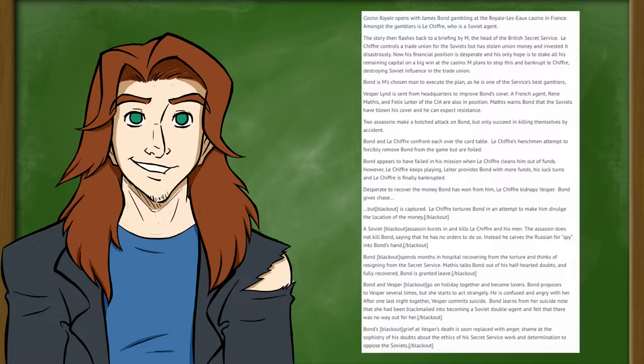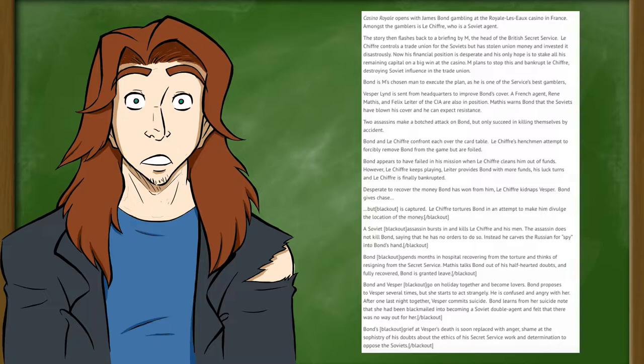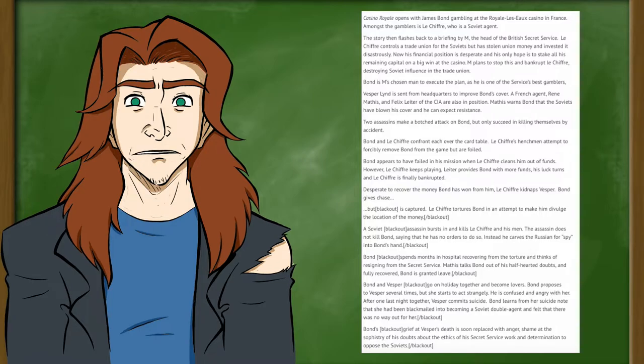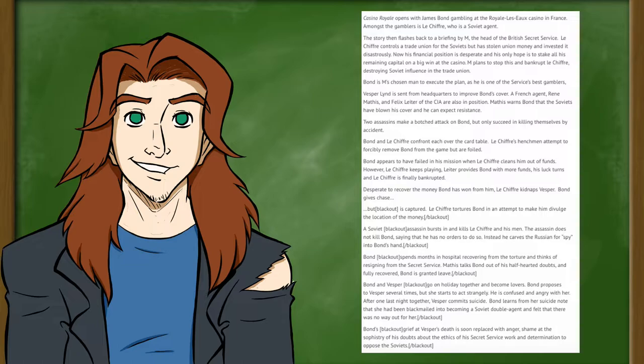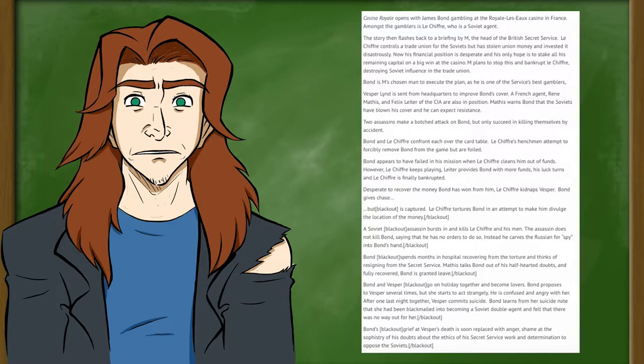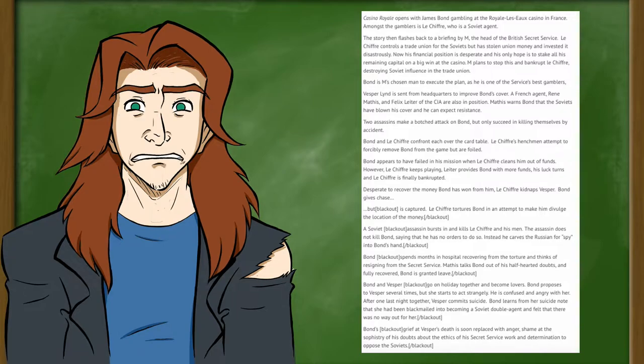Vesper Lynd is sent from headquarters to improve Bond's cover. A French agent, René Mathis, and Felix Leiter of the CIA are also in position. Mathis warns Bond that the Soviets have blown his cover and he can expect resistance. Two assassins make a botched attack on Bond, but only succeed in killing themselves by accident. Bond and Le Chiffre confront each other over the card table. Le Chiffre's henchmen attempt to forcibly remove Bond from the game, but are foiled. Bond appears to have failed in his mission when Le Chiffre cleans him out of funds. However, Le Chiffre keeps playing. Leiter provides Bond with more funds. His luck turns and Le Chiffre is finally bankrupted.